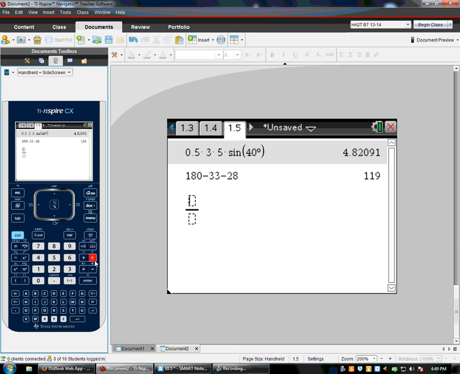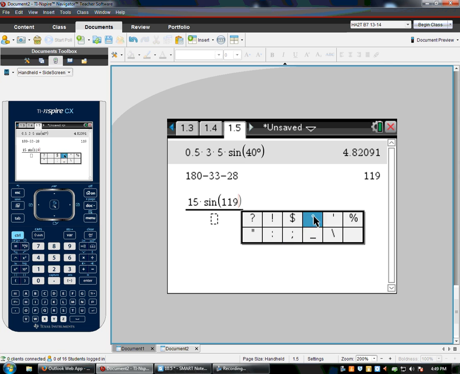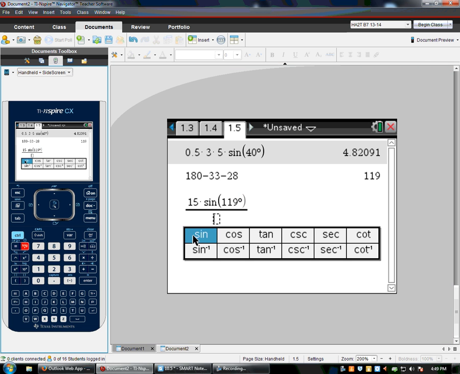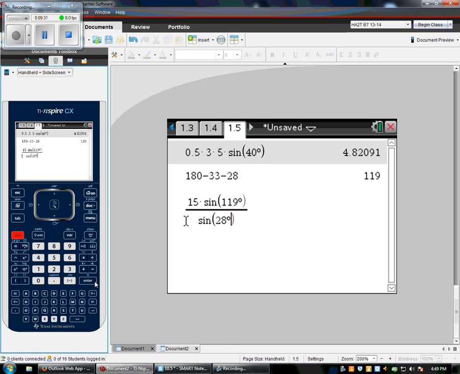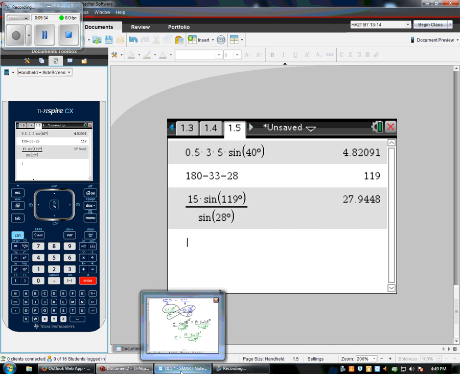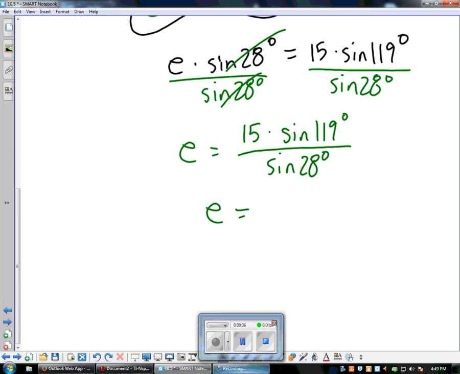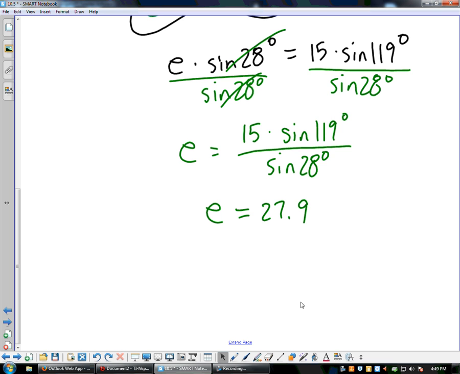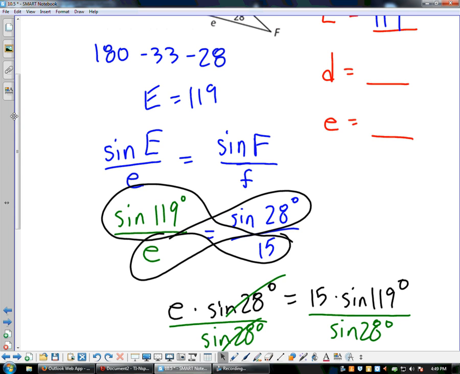So we want 15 times the sine of 119, don't forget the degree symbol, and then divided by the sine of 28 degrees. Yep. And our answer is going to be approximately 27.9 for side E. 27.9. And then we would do the same thing to find the other side.